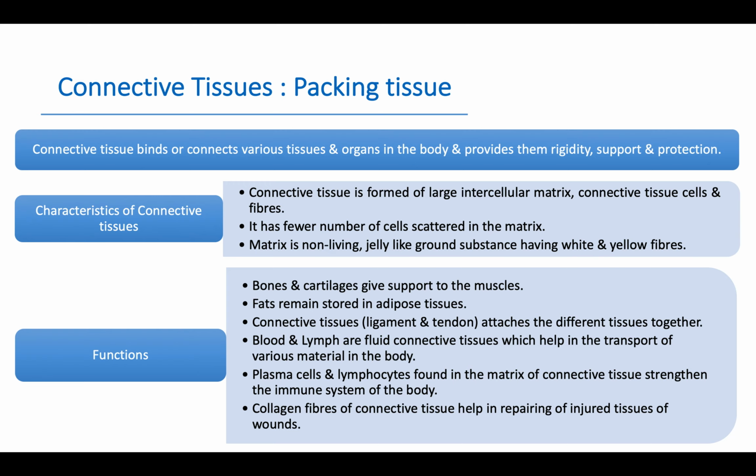Plasma cells and lymphocytes or lymph cells found in the matrix of connective tissue strengthen the immune system of the body. Collagen fibers of connective tissue help in repairing injured tissues of wounds.